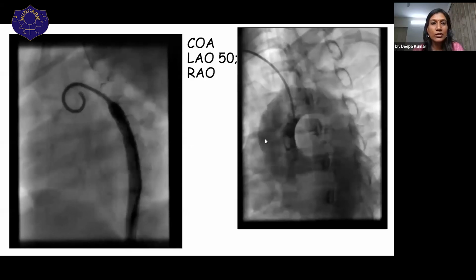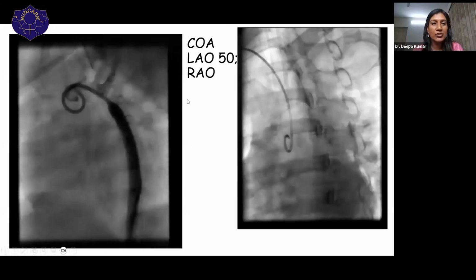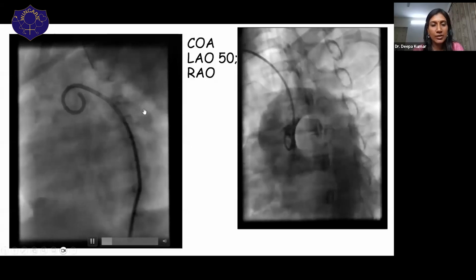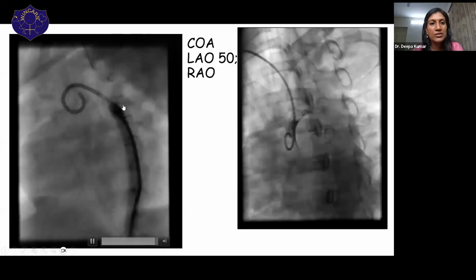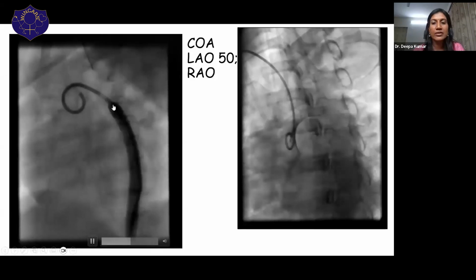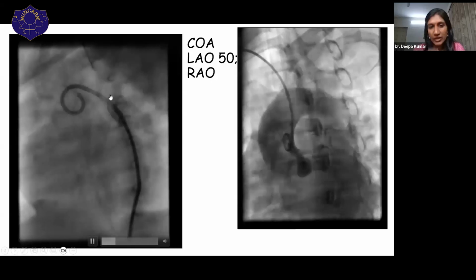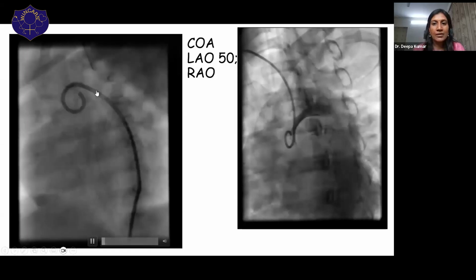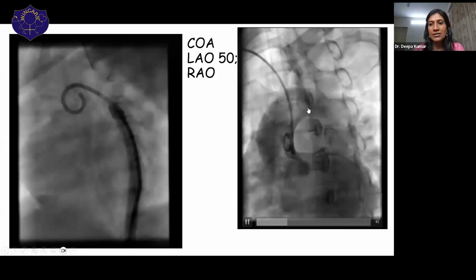So these are two different kinds of coarctations. The first one is an infantile coarctation post surgery, where the child has had a recoarctation. So in a recoarctation, we always go ahead with balloon dilatation. This is a native coarctation.